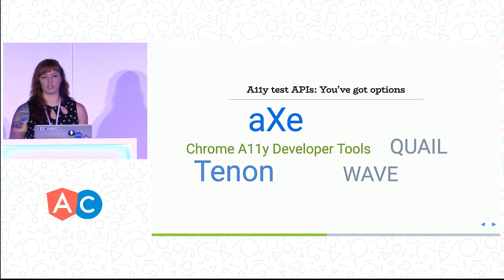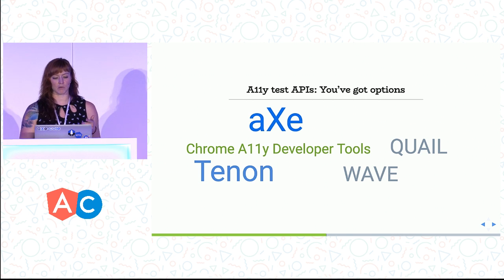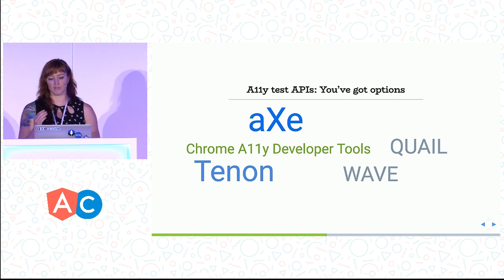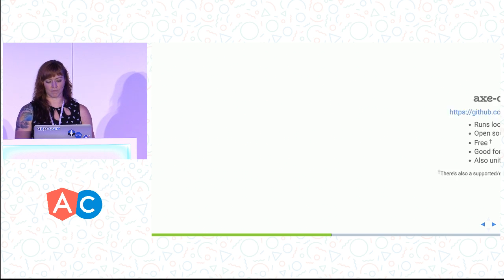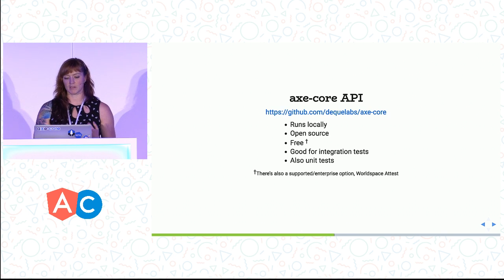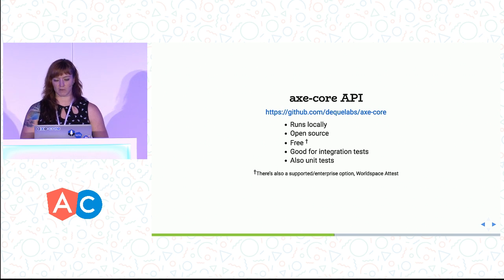There's Tenon, which, along with the Chrome Accessibility Developer Tools, I built into a plugin for Protractor. So if you've used that before, those are the rule sets that the tool uses. And then there's another API called Wave. But we're going to look at the Axe Core API, which I like because it runs locally and it's open source.